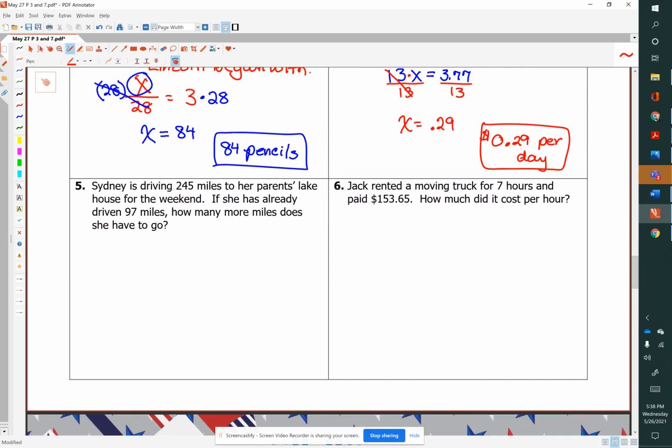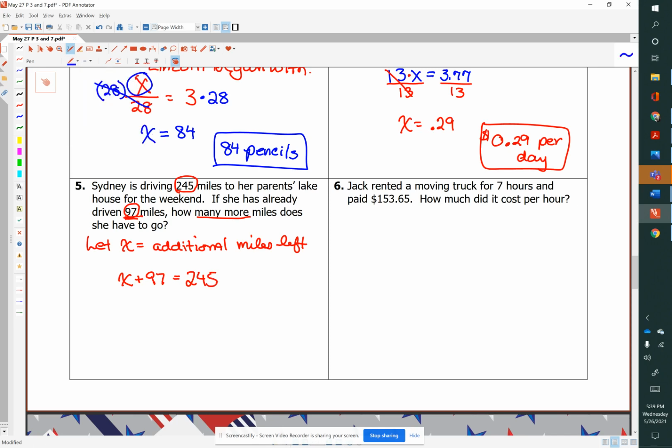And in number 5, Sydney is driving 245 miles to her parents' house for the weekend. If she has already driven 97 miles, how many more miles does she have to go? So we're going to let X equal the additional miles left. So our math problem will be X plus what she already drove, 97, equals 245.